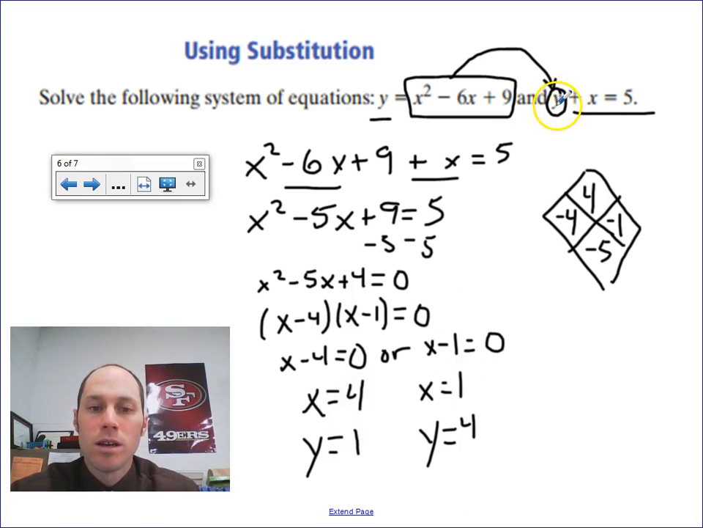4, or when y is 1, x is 4. When y is 4, x is 1. That equals 5. So our two coordinates are 4, 1 and 1, 4.